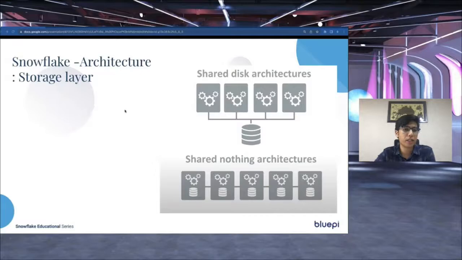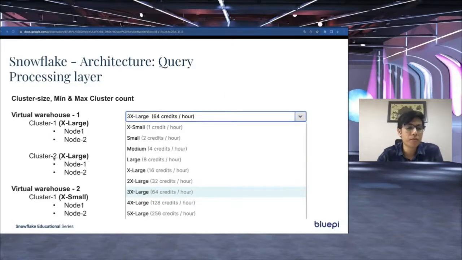So with that, we are done with the storage layer. Now we'll see the query processing layer, where the actual processing is done. As I said, the processing layer consists of multiple virtual warehouses. Now, each virtual warehouse further contains a combination of clusters.